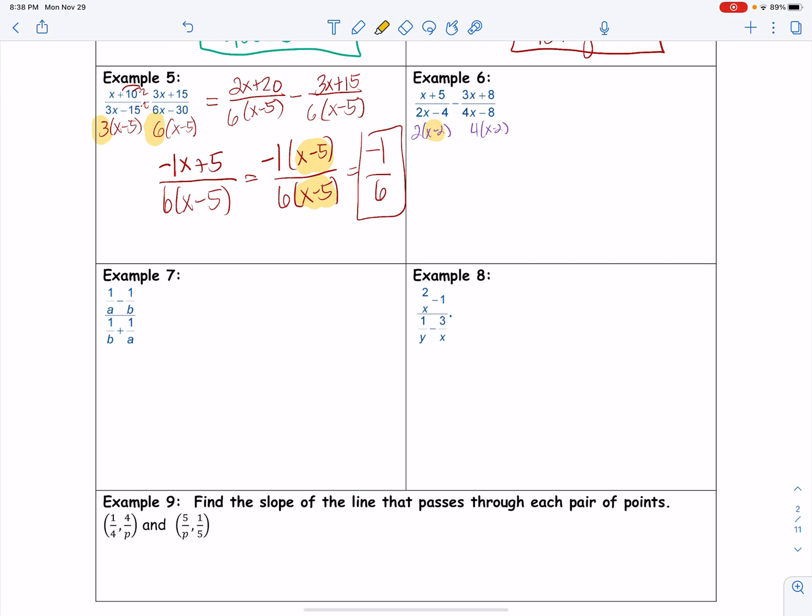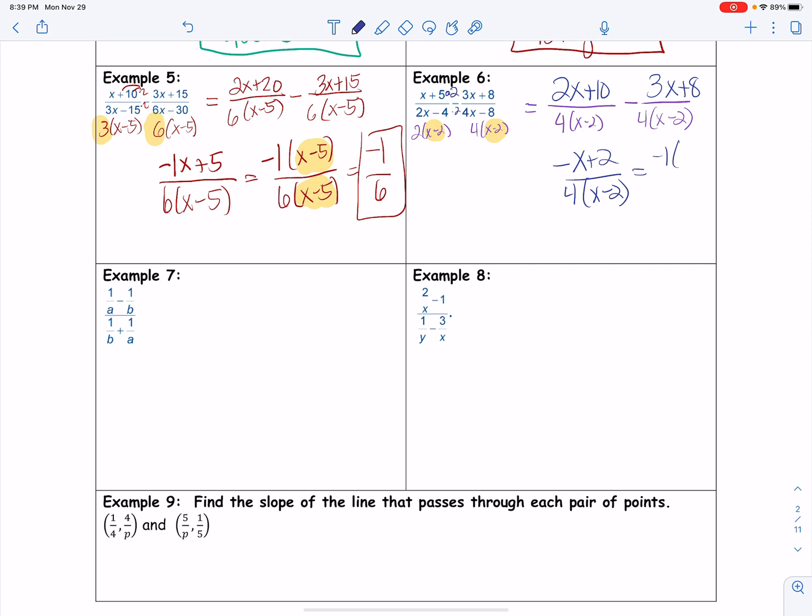If I look at this, my x minus 2's are the same, so my common denominator would be 4 parentheses x minus 2. Okay, so what is the first one missing? The first one is missing 2 because 2 times 2 is 4. So that would give me 2x plus 10 minus 3x plus 8. So if I add the top, that's -x plus 2 over 4 times x minus 2.